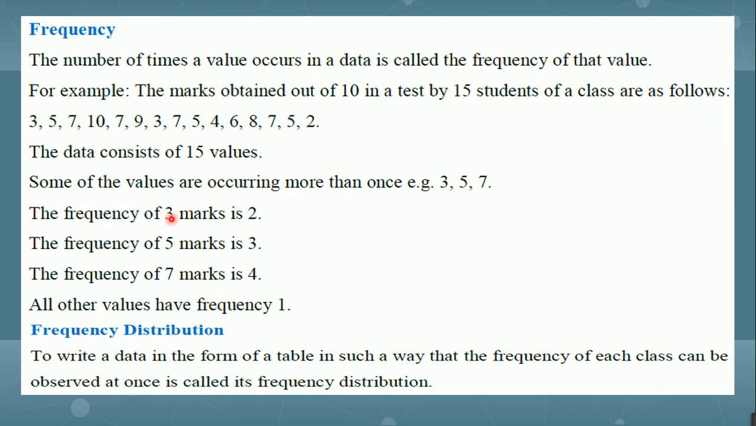The frequency of 3 marks is 2 because it is occurring 2 times. The frequency of 5 marks is 3. The frequency of 7 marks is 4. All other values have frequency 1.